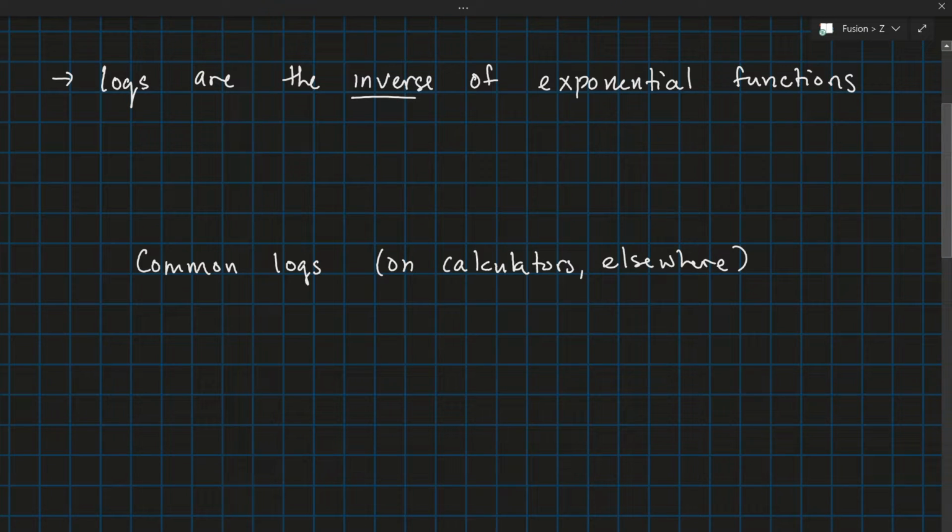So remember our exponential functions were a to the x. And if we write that as an equation, set it equal to some number b, it doesn't matter what numbers these are, then the inverse of that equation, if we take the inverse, that will be the log base a of b equals the exponent x.